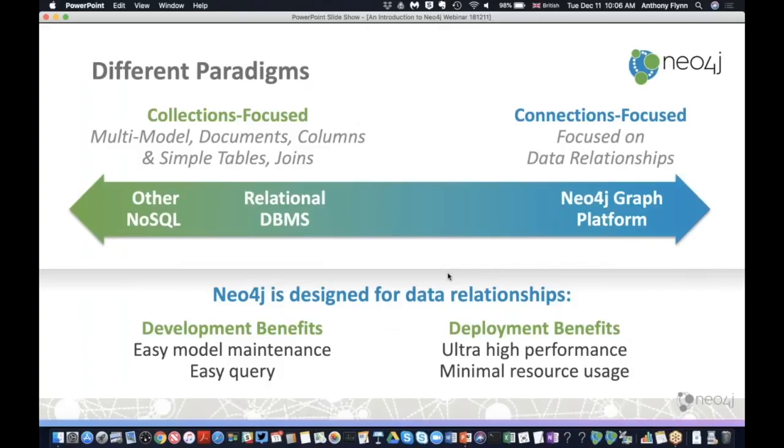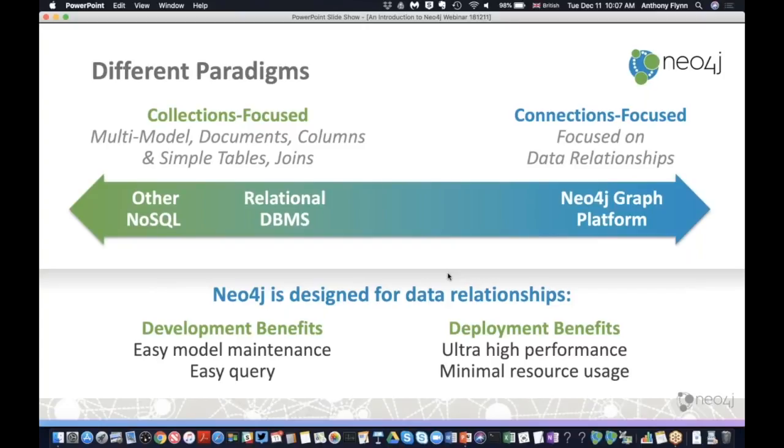So really, one way of thinking about this crossroads is that you've got the choice between something which is collections focused on the left. These are your relational databases, your other NoSQL databases, document databases, key value stores, etc. These have a variety of different formats, but they're very much focused on how you collect and aggregate data together. On the right, you've got something like a graph database like Neo4j, and this is more focused on the connections rather than the collections of data. So it's very much focused on the relationships between data.